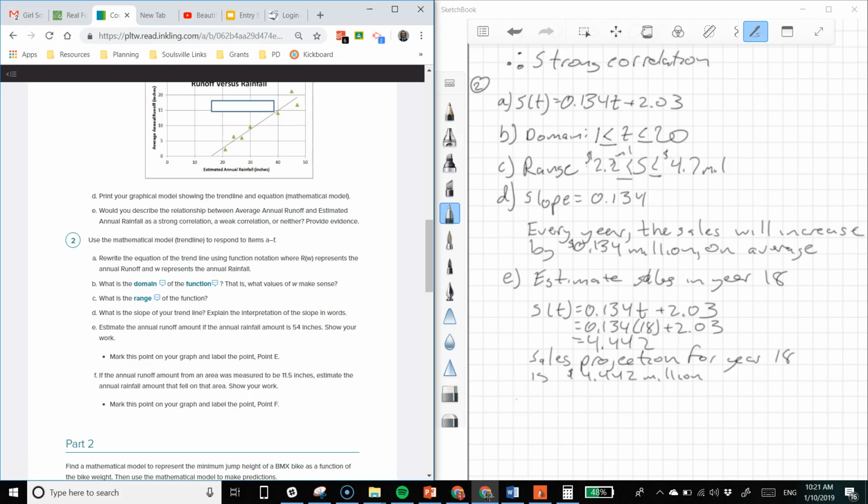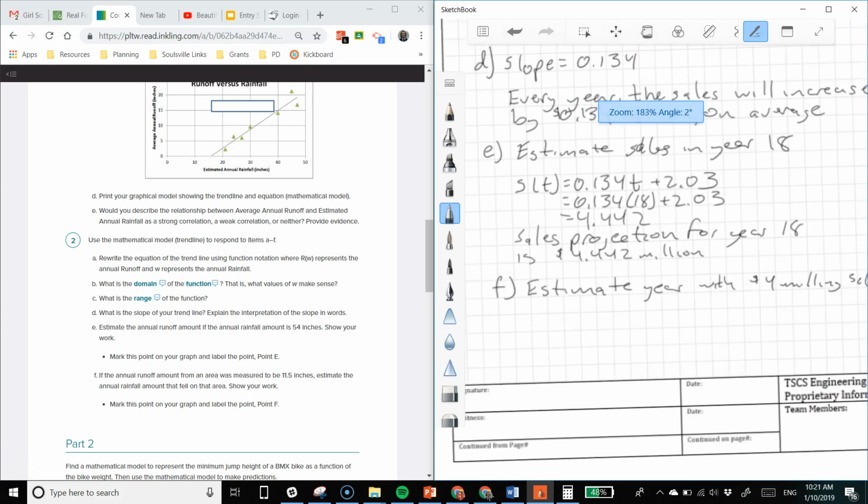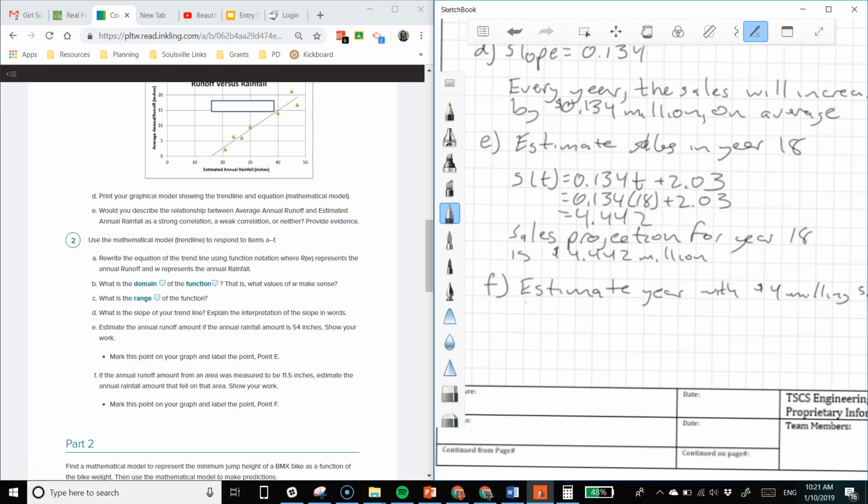So for F, I will estimate the year with 4 million in sales. Okay, so how do I do that? I'm not running out of room here. I will say S of T equals 0.134T plus 2.03. Of course, you will use your equation, not this equation. And then you will plug in for S of T, that's the y-axis. So for that, I want to plug in 4 equals 0.134T plus 2.03. Subtract 2.03 from 4.